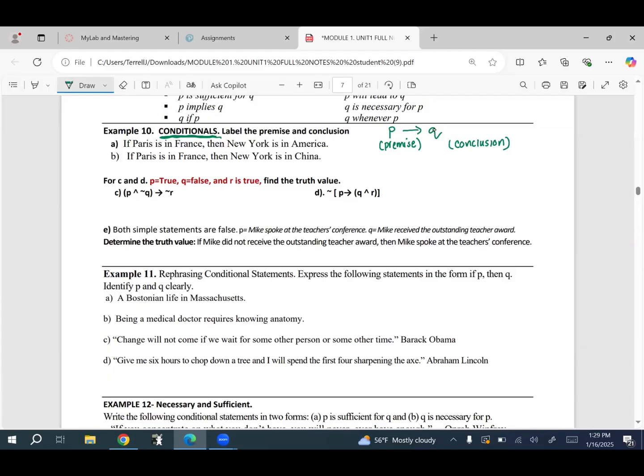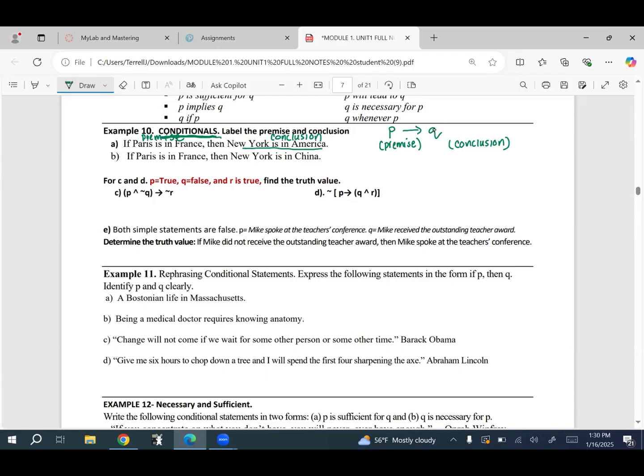So here are two if-then statements, and it just says label the premise and conclusion. It says, if Paris is in France, then New York is in America. It's in this structure of if-then. So Paris is in France, that would be your premise. And the conclusion, New York is in America. That's just the structure of these.